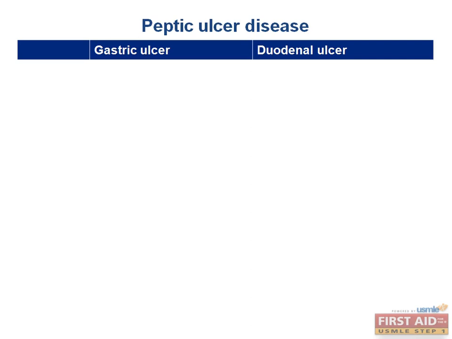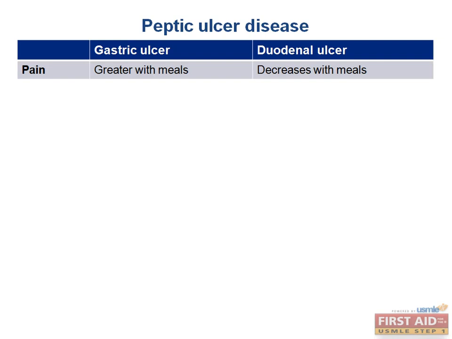Let's go on now to peptic ulcer disease. Peptic ulcer disease involves an actual erosion of the GI lining. Whereas gastritis is inflammation of the mucosa, peptic ulcer disease has a true erosion of tissue. The two forms we'll mention are gastric ulcer and duodenal ulcer.